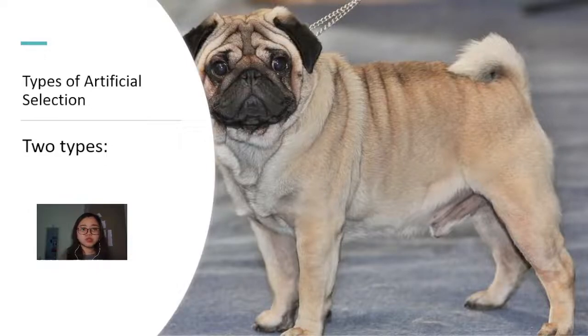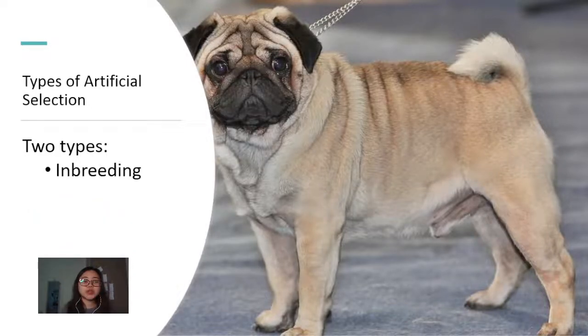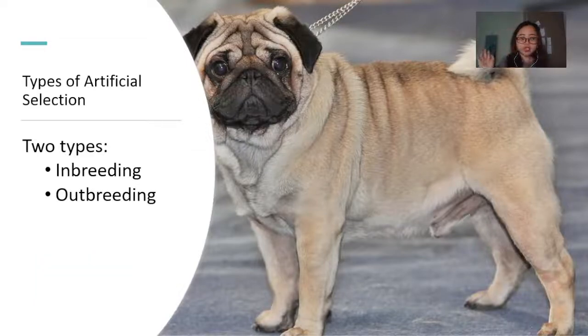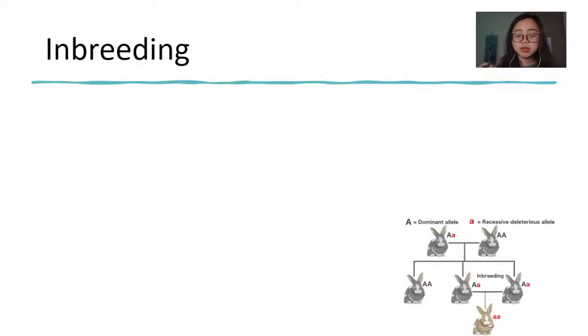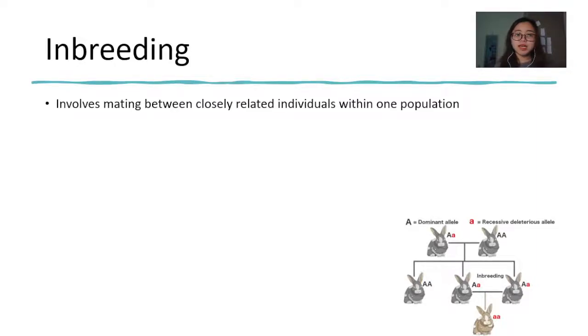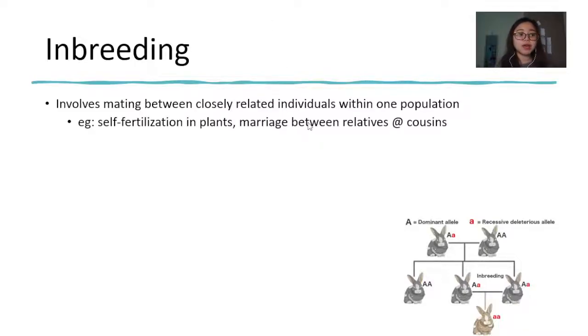There are going to be two types of artificial selection, which is inbreeding and outbreeding. Enjoy this very cute picture of a pug, and then we're going to continue on with inbreeding, which is the first type of artificial selection. Inbreeding is involving mating between closely related individuals within one population. For example, inbreeding could be self-fertilization in plants, or it could be marriage between relatives or cousins.